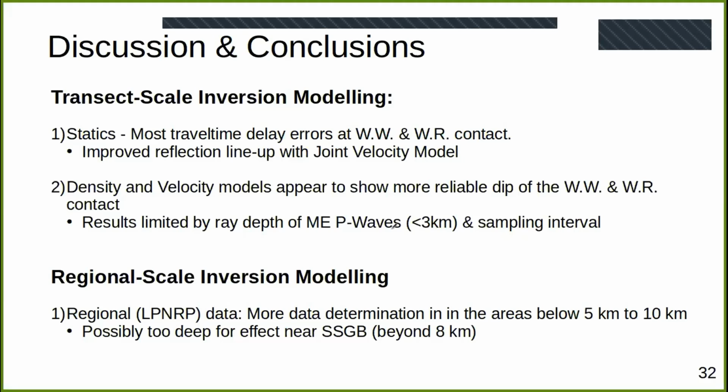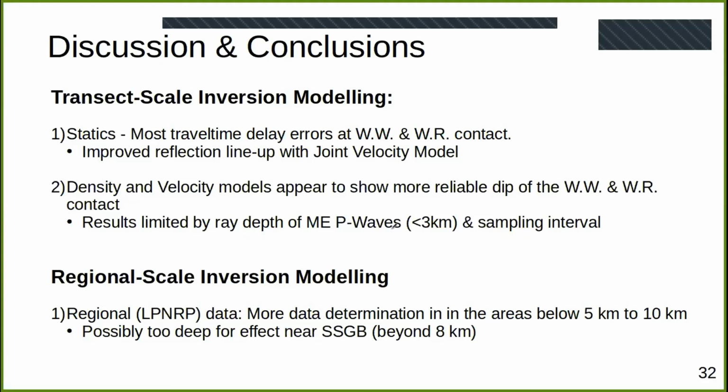And as far as the density model goes, to me, it appears to show a more reliable dip at the contact of the Winnipeg River and the Western Wabigoon sub-provinces. The results in this, of course, are limited by the ray penetration depth of the Metal Earth line.